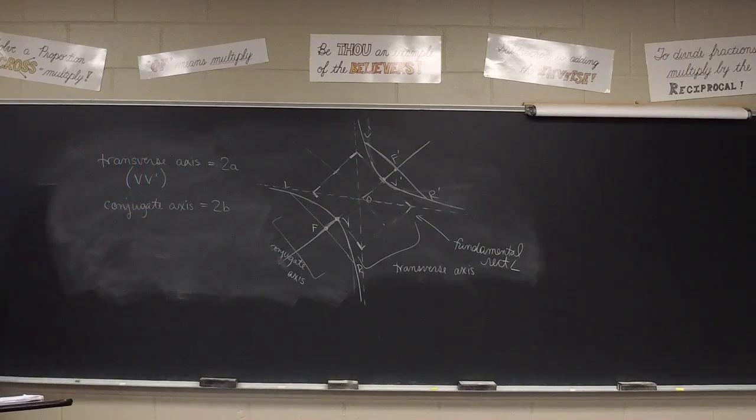Just like the minor axis was 2B in an ellipse, and it didn't necessarily have any special points, it was just the perpendicular bisector of the major axis. Here, the conjugate axis is just the perpendicular bisector through O of the transverse axis. It happens to have a length of 2B. So we don't have to memorize a new formula here. That's nice. The focal length.